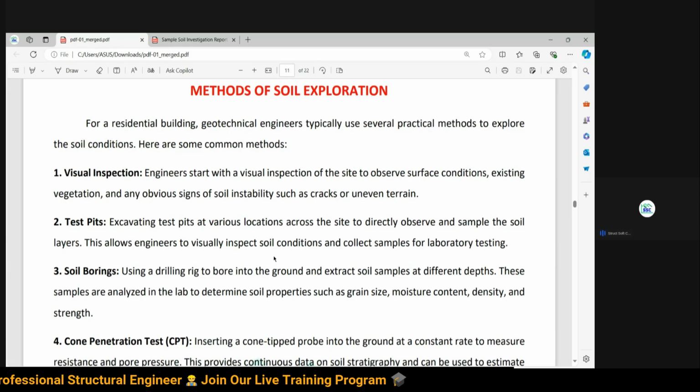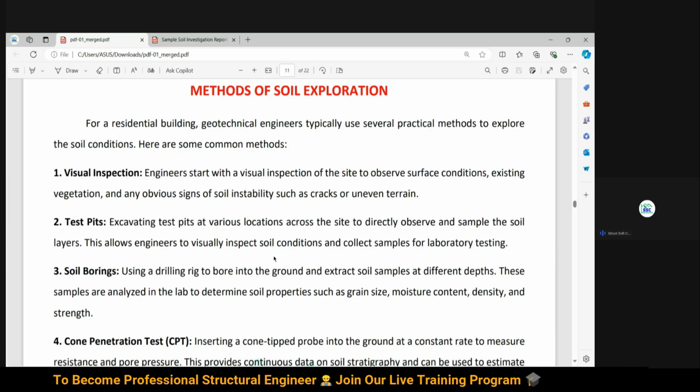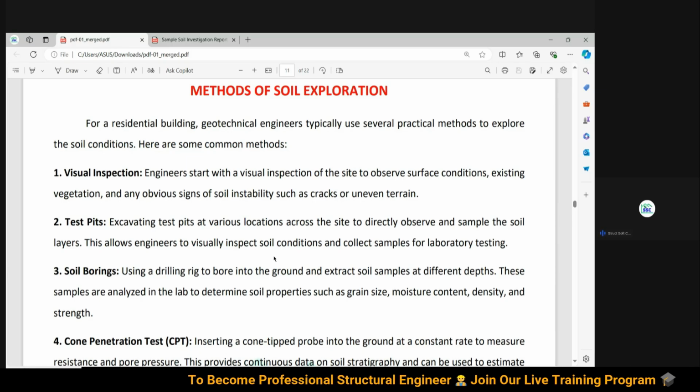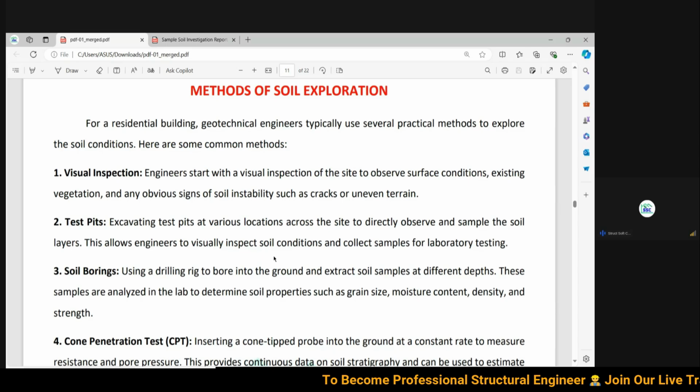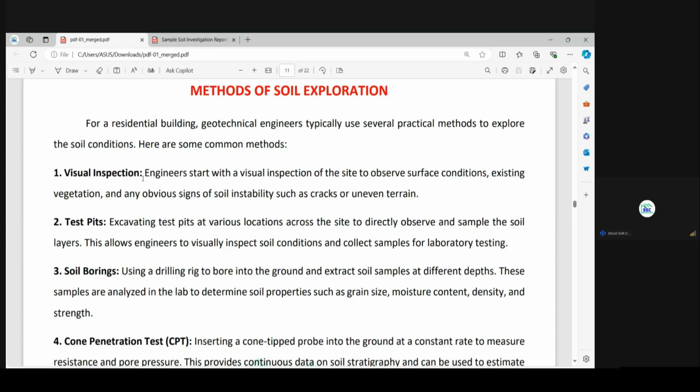So my dear friend, there are many methods actually available. There are a lot of theories and things needed to understand, but we are trying to discuss some important things that are required for our study. So the very first thing, which for every project the geotechnical engineer is going to adopt, is visual inspection.